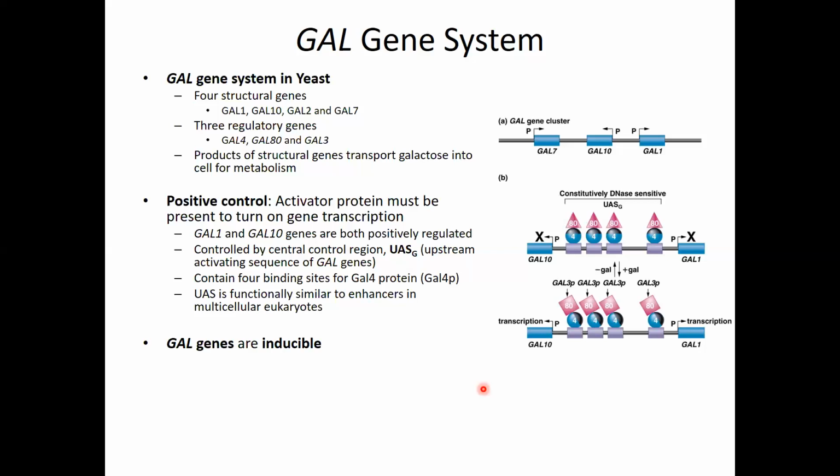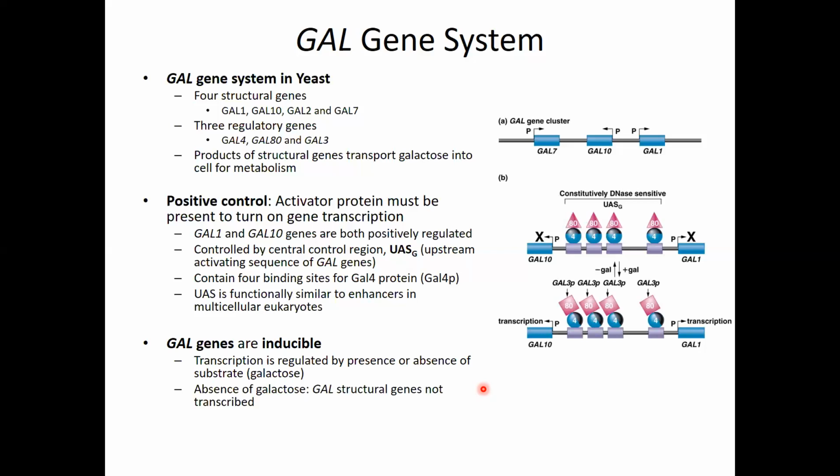Again, GAL genes are inducible. Transcription is regulated by the presence or absence of galactose. So when you think GAL genes, think of processing galactose for metabolism. It brings it in, it processes it, and it's happy cells.